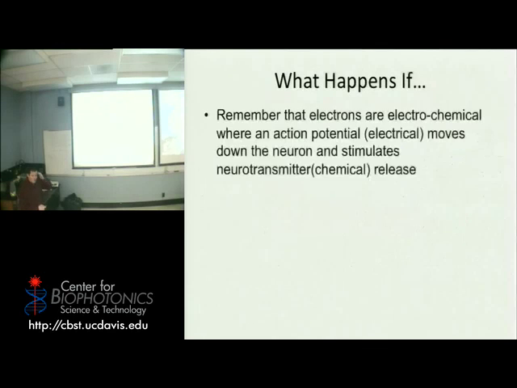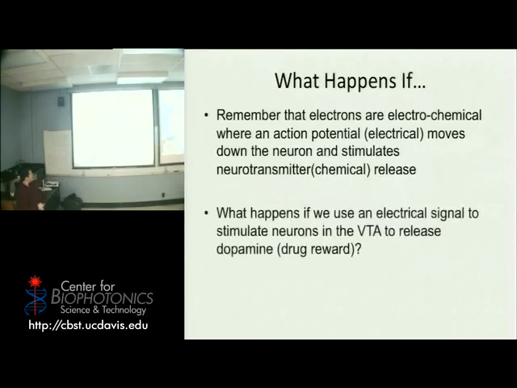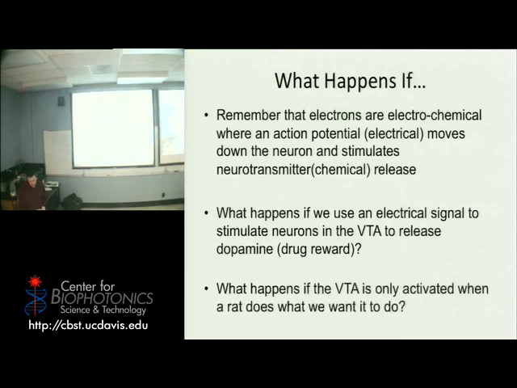So there's this hypothetical situation. So we know that neurons are electrochemical, right? Where an action potential moves down the neuron, stimulates neurotransmitter release, okay? And we know that if you stimulate in the VTA, you release dopamine, which is like a drug reward. So what would happen if you activate the VTA only when a rat does what you want it to do? And so these guys had this idea.